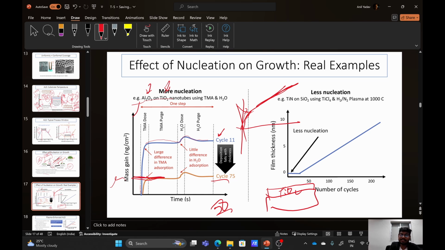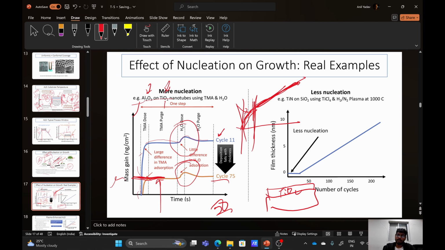The mass gain will saturate at this level. Both are following the same process, the H2O adsorption and all that, but the wetting of the substrate, which is TiO2, is more for the TMA, whereas for TMA on Al2O3 the wetting is less. So initially there is a higher growth rate up to some point, and after that the growth rate saturates, and the thickness will be linear with the number of cycles.